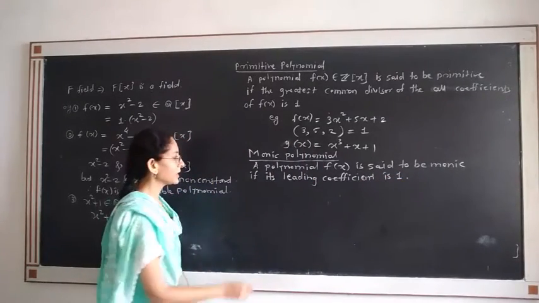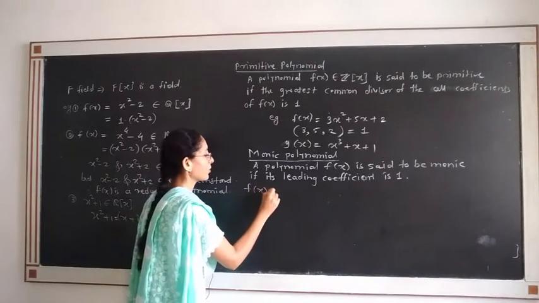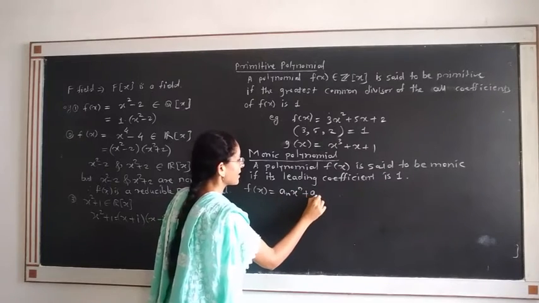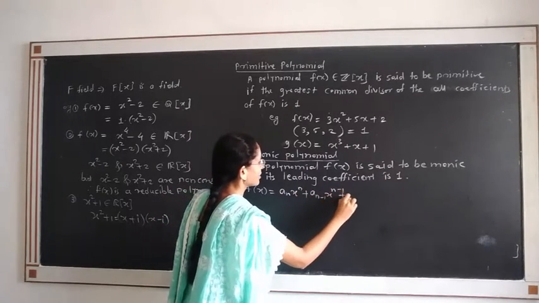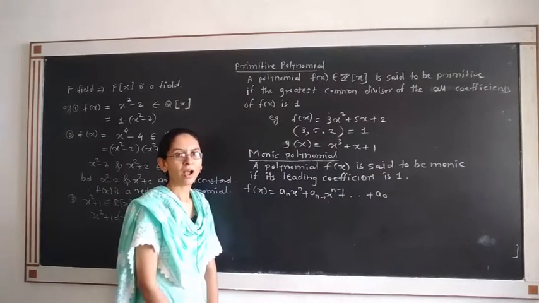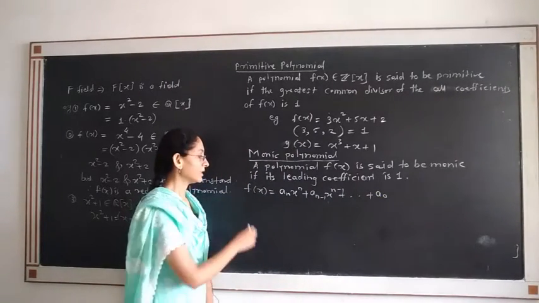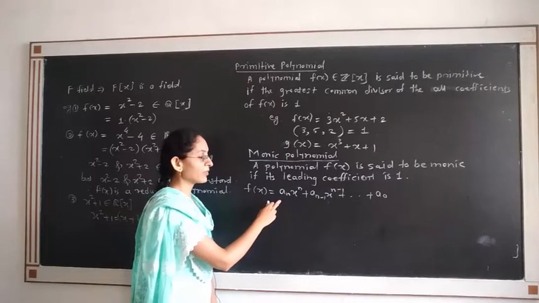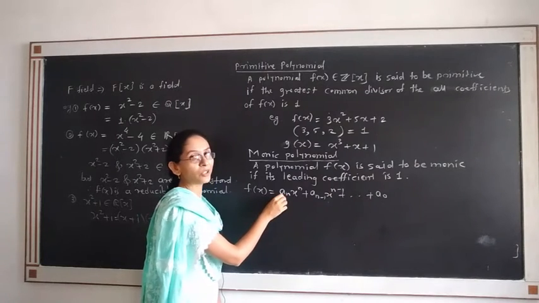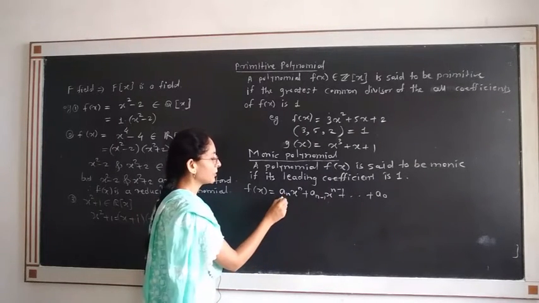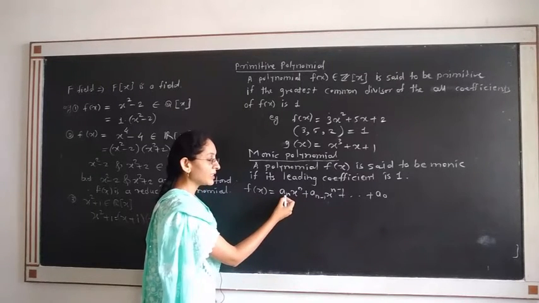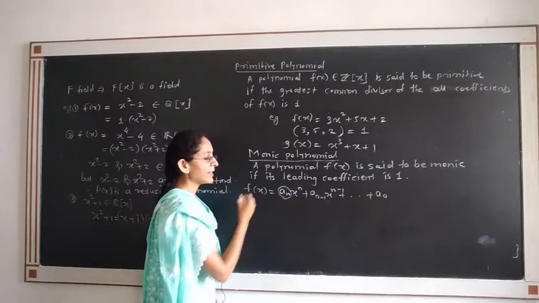What is a leading coefficient? Suppose f(x) is a polynomial of the type a_n x^n + a_(n-1) x^(n-1) + ... + a_0. Then the coefficient of the highest power of x in this expression is referred to as the leading coefficient. Which is the leading coefficient now? The highest power of x is n in this polynomial and its coefficient is a_n. Therefore, a_n is the leading coefficient.